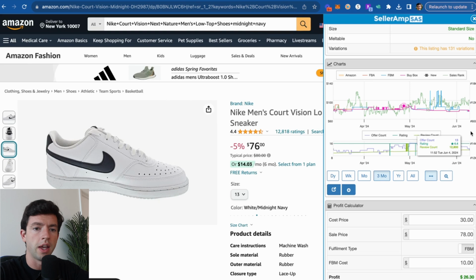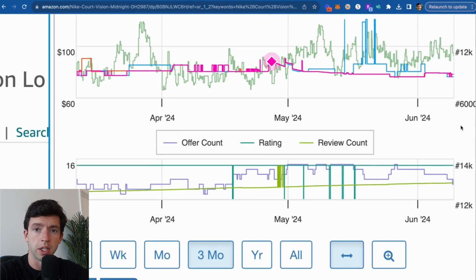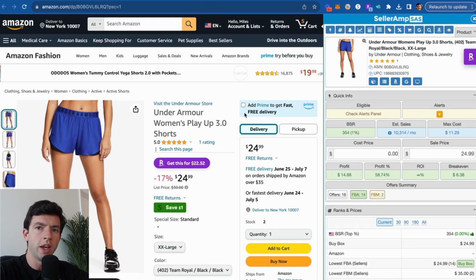And we back that up with anecdotal data, taking a look at the specific Keepa chart right here. So make sure you avoid slow selling variations and you measure the velocity of a variation based on the specific chart.